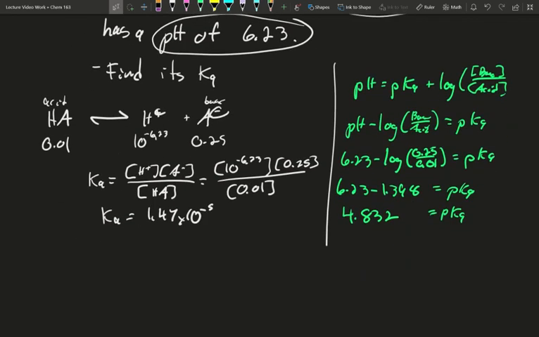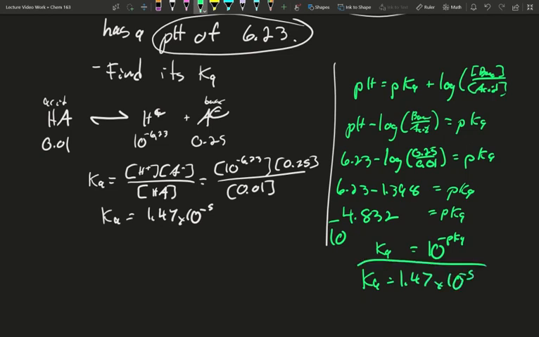Well, how do I turn my pKa back into a Ka? Much like for pH, 10 to the negative pKa is going to give us our Ka. And we will find that that Ka is 1.47 times 10 to the minus 5. So whichever route you want to take to solve for it, if we know the pH of a known mixture, we can solve the Ka for that weak acid's dissociation constant.